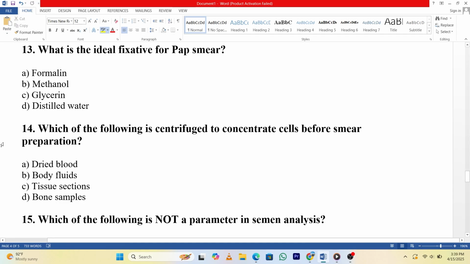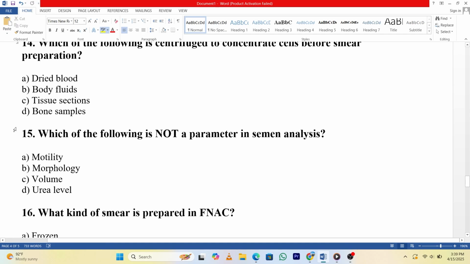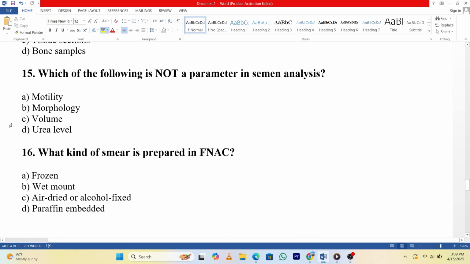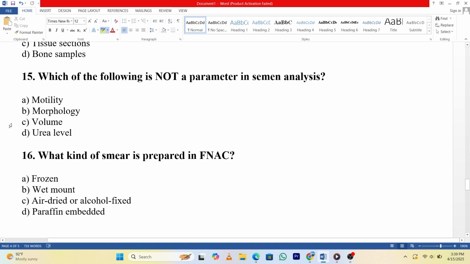14. Which of the following is centrifuged to concentrate cells before smear preparation? A. Dried blood. B. Body fluids. C. Tissue sections. D. Bone samples. Answer, B. 15. Which of the following is not a parameter in semen analysis? A. Motility. B. Morphology. C. Volume. D. Urea level. Answer, D.